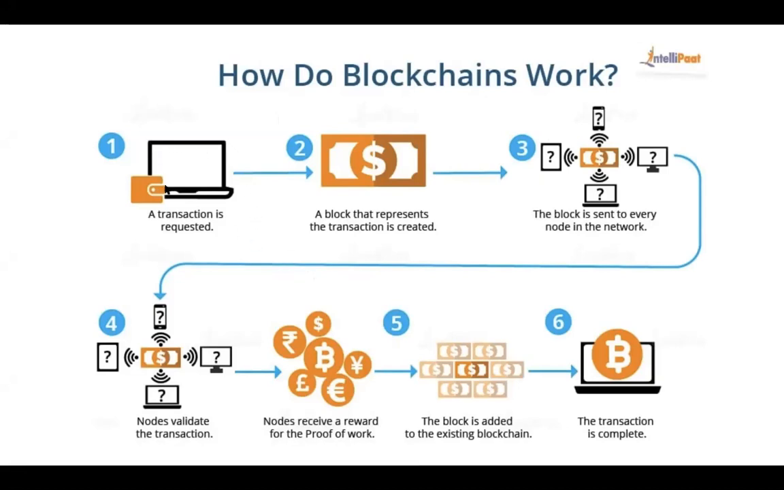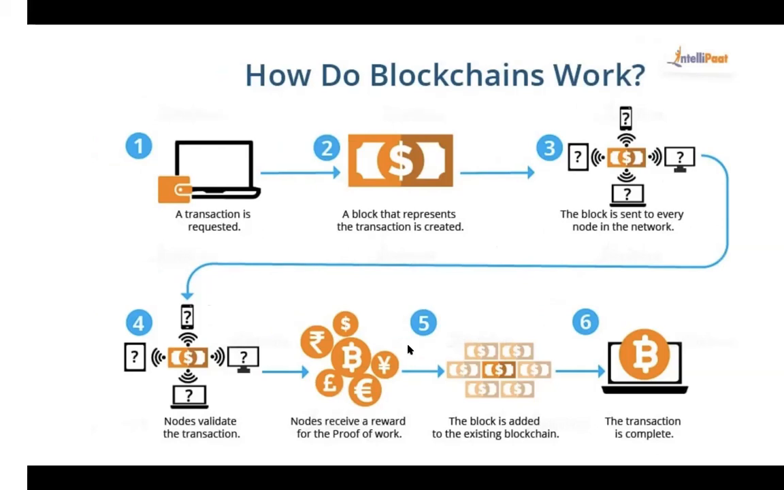So we know a transaction will be requested. We have not yet implemented the part about a transaction being requested. A block that represents the transaction is created at step 2. And this block, as we know, is a bunch of data that we're going to send out. And the block is sent to every node in the network. Or if it's a Genesis block, we're just going to create that. Nodes validate the transaction. They'll receive a reward for proof of work. The block is added to the existing blockchain, and we're done. So that's another way of putting what we're working on doing, what we're building up to.